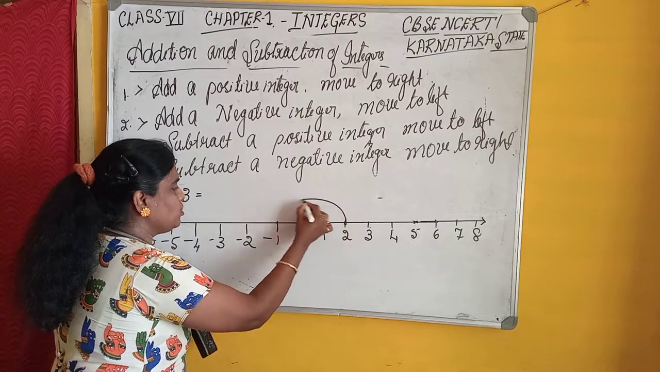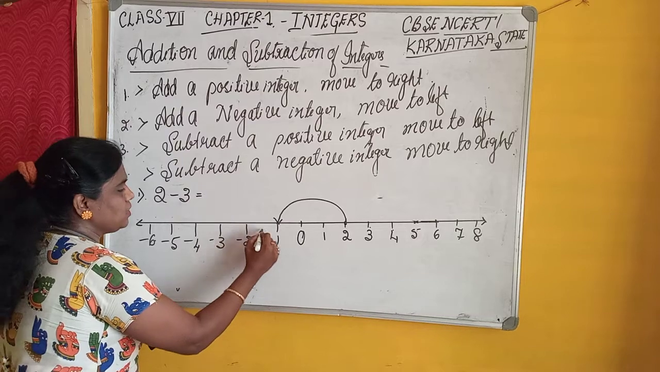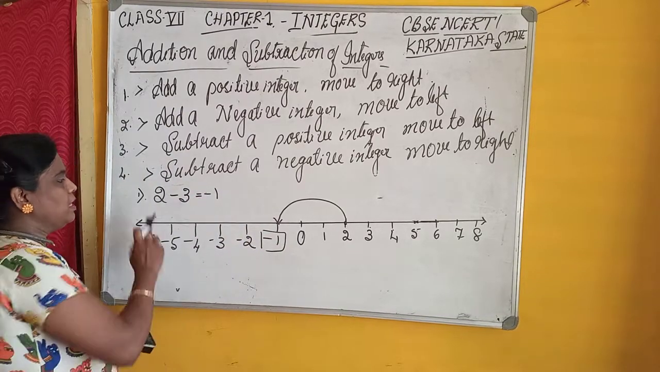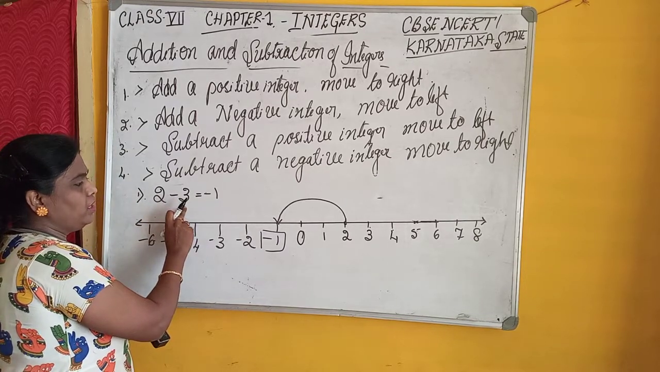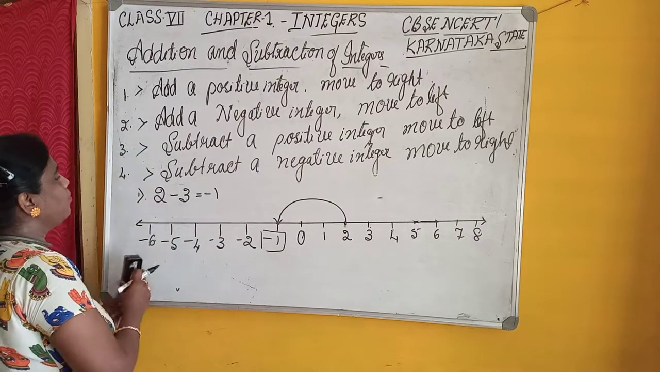I think students are all following. Yes, here 2 minus 3 is equal to minus 1. You got it? Okay. 2 minus 3 is minus 1. We are adding the negative integer. Therefore, we have to move left. Then the third point.